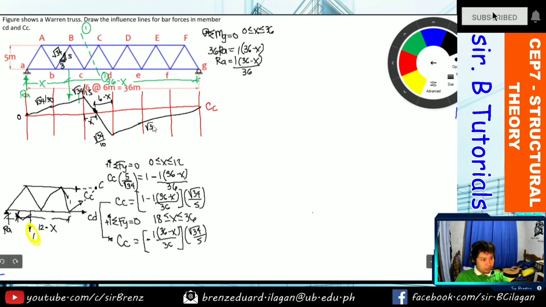Square root of 34 all over 15. And calculate mo, 30. Square root of 34 over 30. And then, this should be equals to 0. Okay, so magiging 0. Okay guys, so here, from 0, 6, 12, then 18, 24, 30, and then 36. So somewhere here, ito is negative or compression yung mararamdaman niya kapag yung 1 unit load mo is nandito na sa part na to, papunta do sa 36.